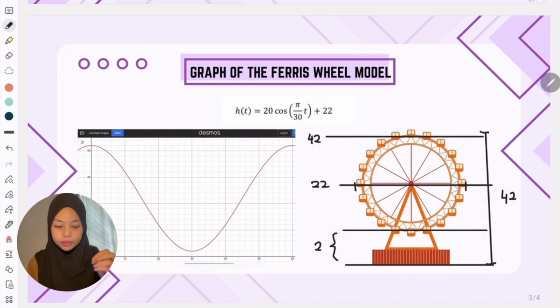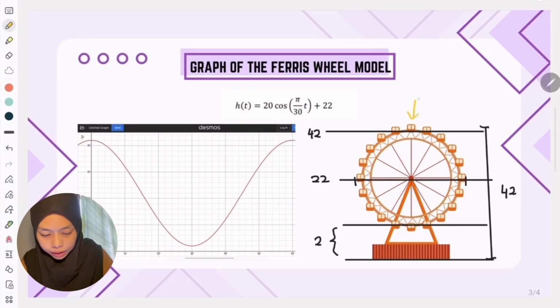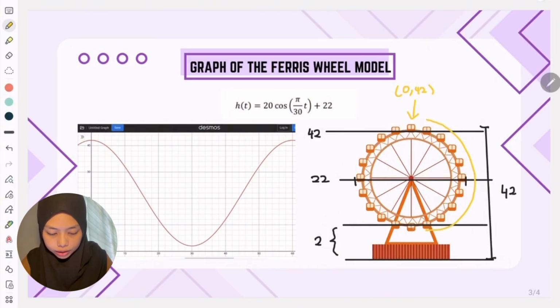Okay, so from this we can see that, assuming we are at the top of the Ferris wheel, which is here at 0 seconds and height 42, we slowly go down toward the bottom of the Ferris wheel, which we will eventually reach at this point, at 30 seconds, which is half of the cycle, at height 2.